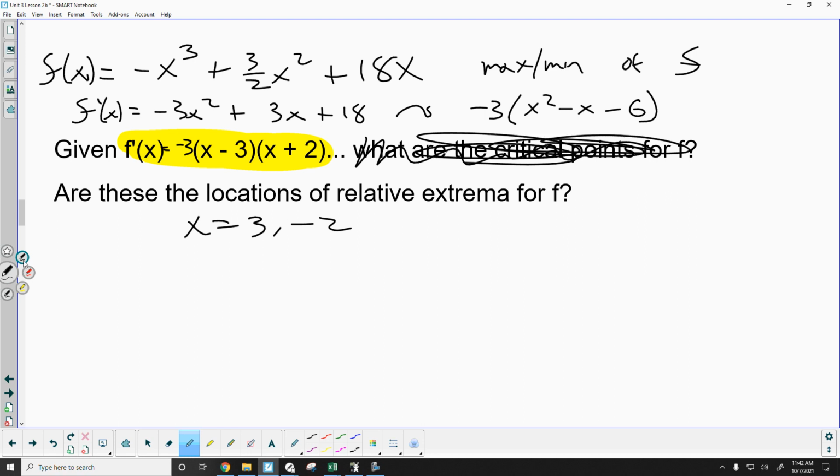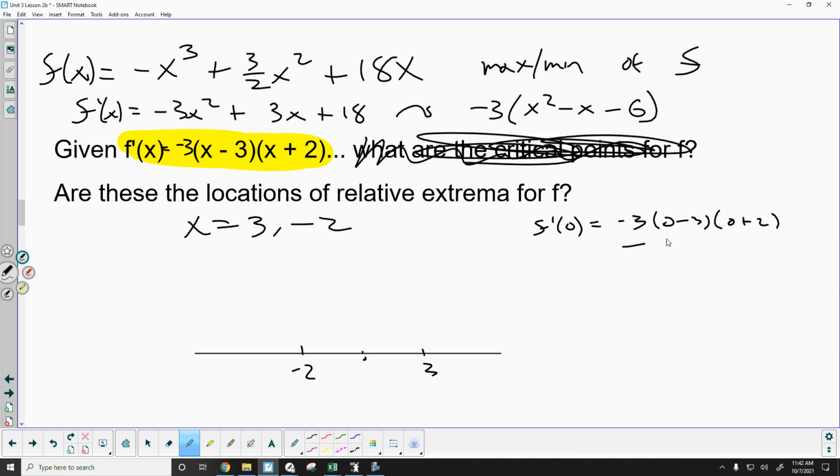What's my simplified f prime? It's not just x minus 3 times x plus 2. It's negative 3 times x minus 3 times x plus 2. So let me show you what I would get if I tested my interval between negative 2 and 3, plugged in 0. F prime of 0 would be, watch, negative 3 times 0 minus 3 times 0 plus 2. That's negative 3 times another negative 3 times a positive 2.